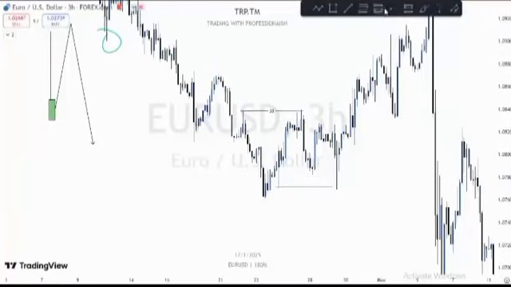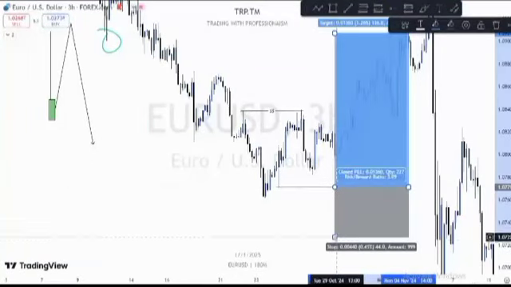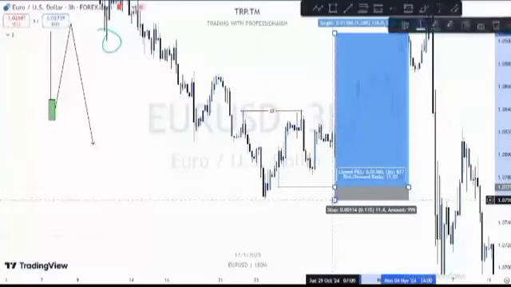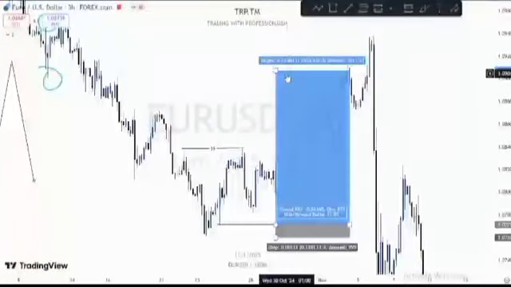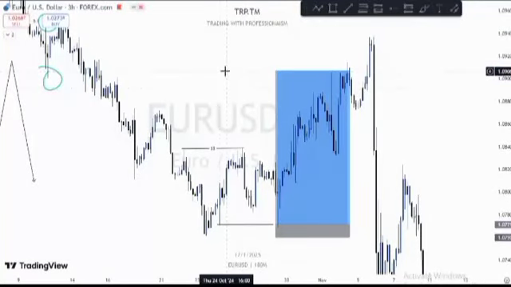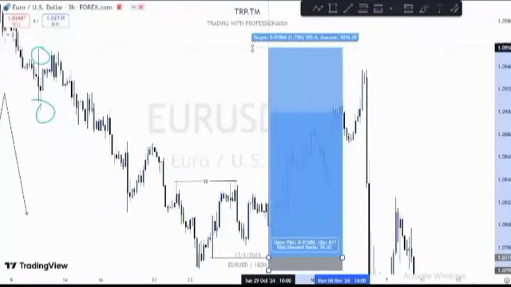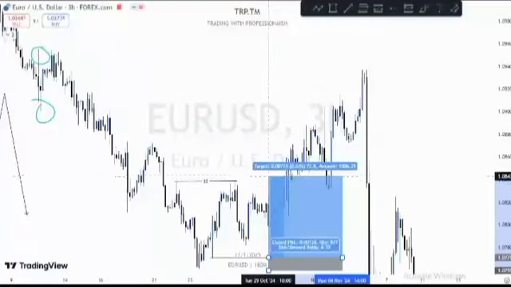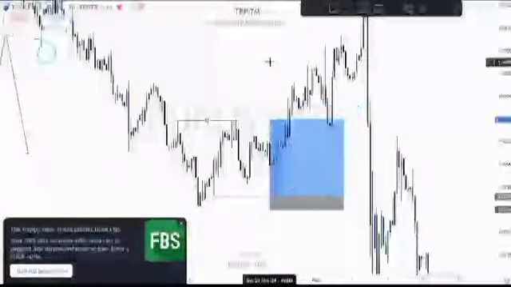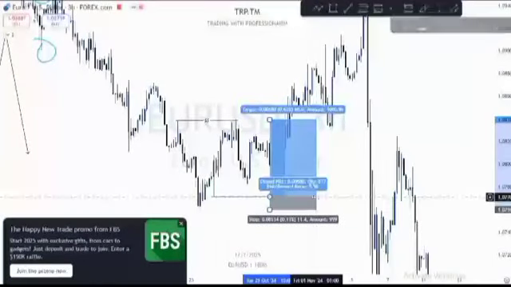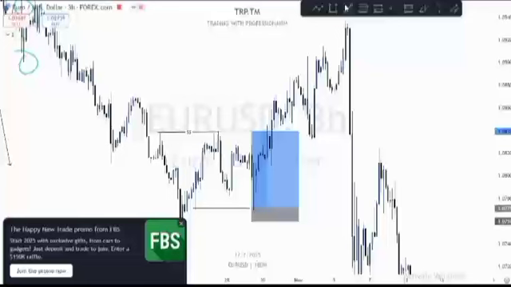I will take my entry from here, because I know that the market will eventually come down and take off this liquidity, and my target would be this, but the market didn't really get there. So let's say on a normal I target a 1:5, so my target will probably be here, there.